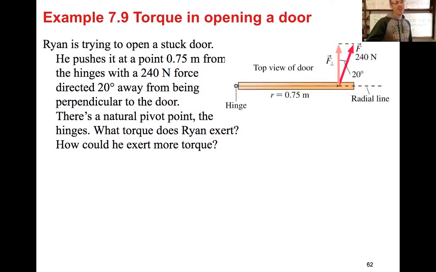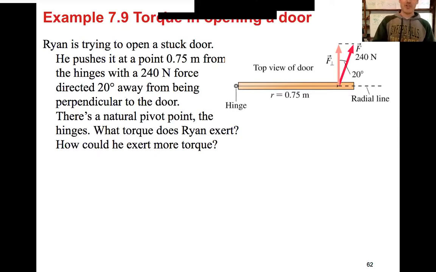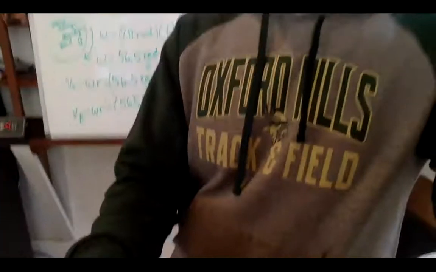So if you're trying to open a door, but you only have so much energy, you can only push with 240 newtons. Oh man, how much torque can poor little Ryan exert, and how could he exert more force? Well, if he was smart, he probably could have exerted the force in a perpendicular way, but in the case of him pushing on the door, I guess he's not capable of doing that. Maybe there's somebody standing in the way or something like that. I'm not really sure. But let's just look at this example here real quick.